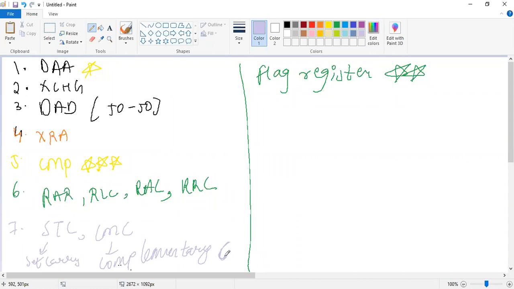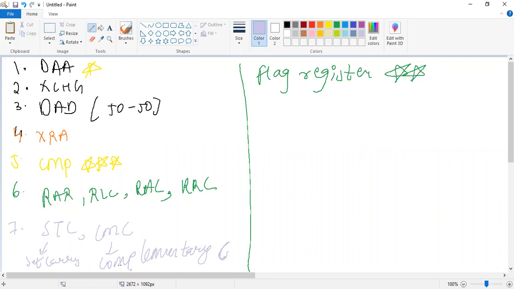And flag registers. You can take a screenshot of this. I hope these are some of the important ones that might come in an exam. Now let's see the flag register, which is one of the important topics, and then we close.